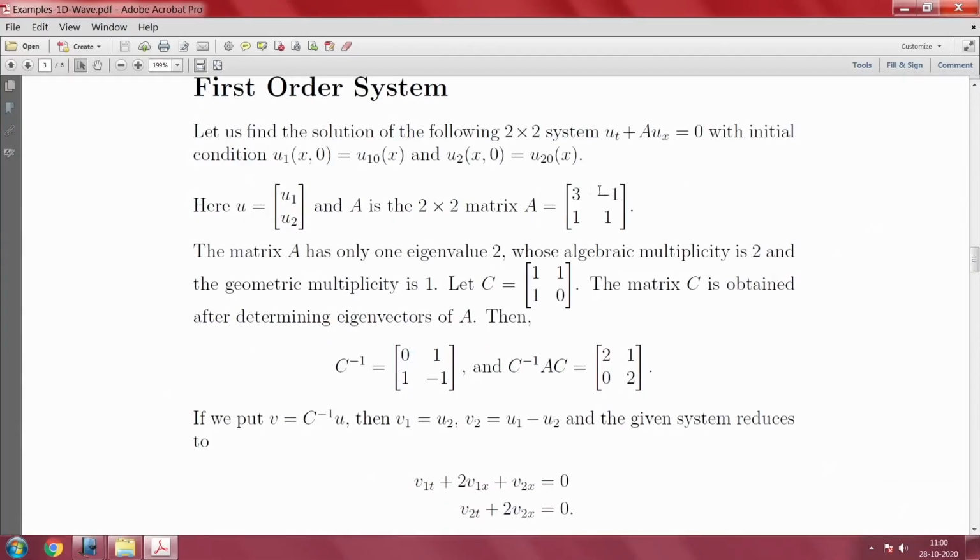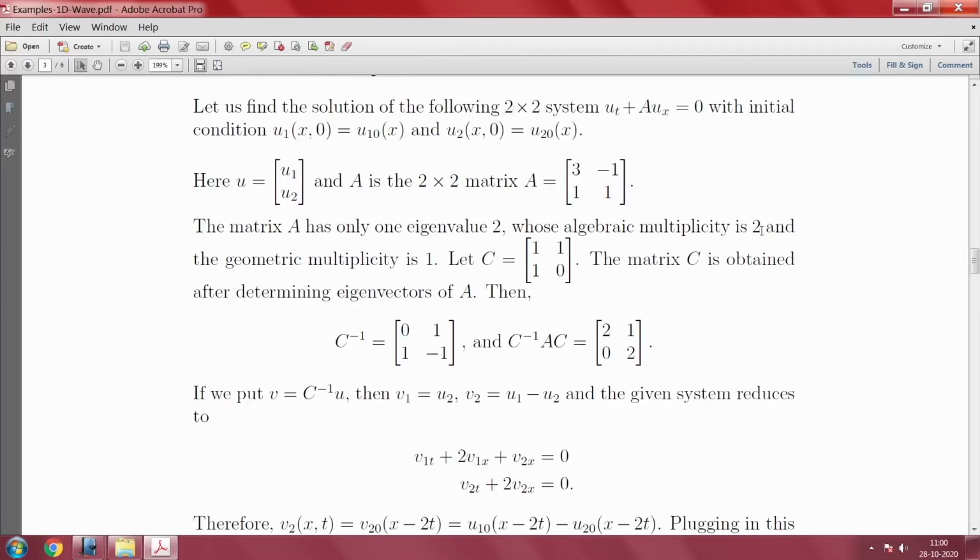So, here matrix A is (3, -1; 1, 1). A has only one real eigenvalue 2. So, that is real eigenvalue. So, this equation is hyperbolic, whose algebraic multiplicity is 2 and geometric multiplicity is 1, and let C be this matrix. So, this computation of this C, how you obtain C, you have to work out the eigenvectors and generalized eigenvectors, and then we get C inverse A C is just this Jordan block (2, 1; 0, 2).